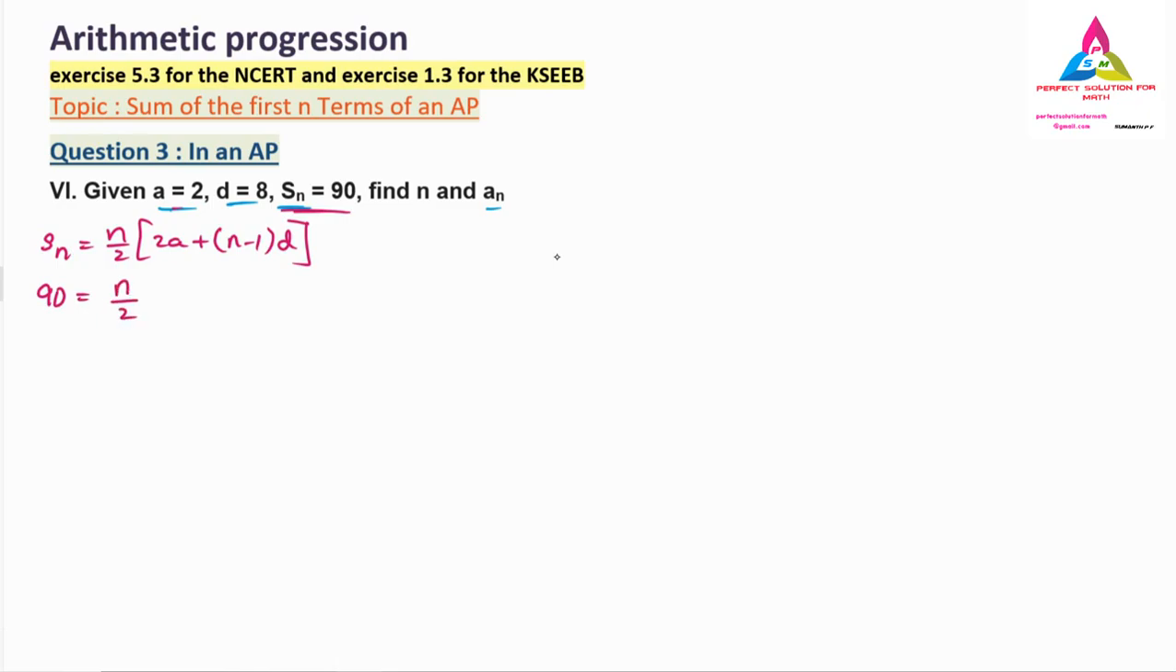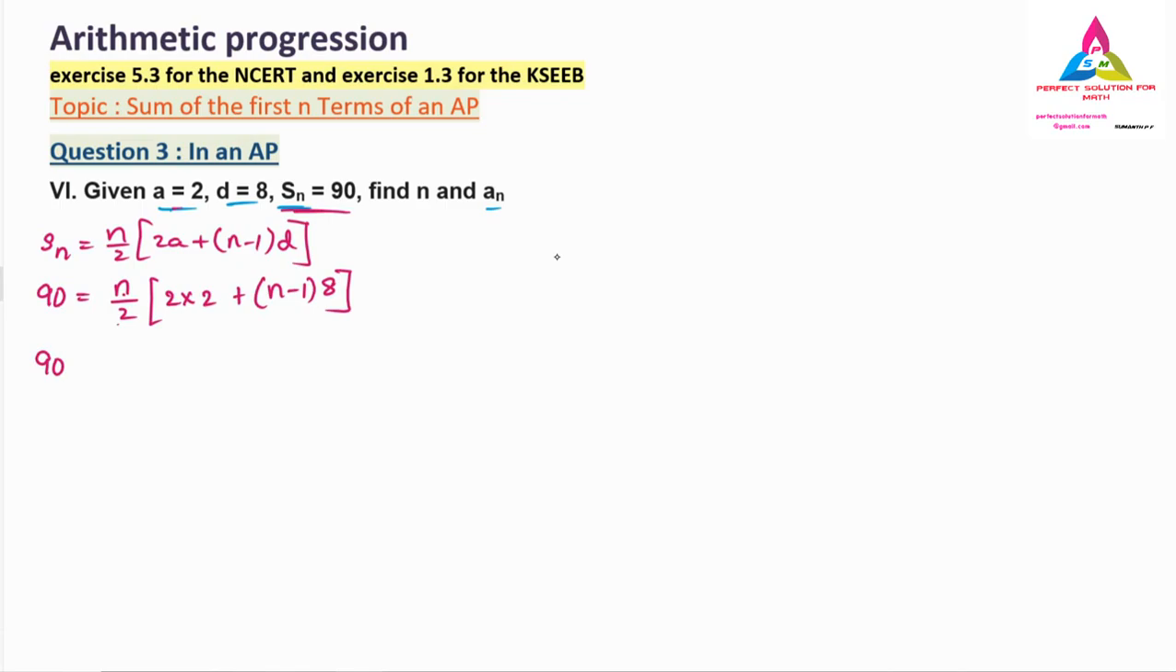n value we don't know, divided by 2 into 2a, 2 into a value is 2, plus n value we don't know, minus 1, and d value is 8. The tricky thing for you here is that the n value, you can see outside we have one n, inside we have one more n. So if you multiply both, it will become n square, it will turn into a polynomial. So this is the reason why I am saying this is most important now. Now the next thing we can do, so 90 we have to write down as it is. This 2 we can shift to the other side; since division is there, it will multiply.